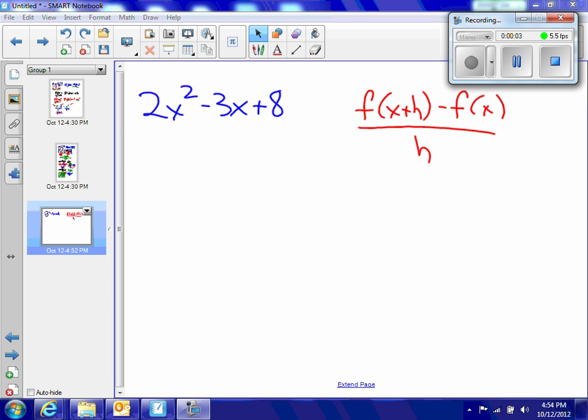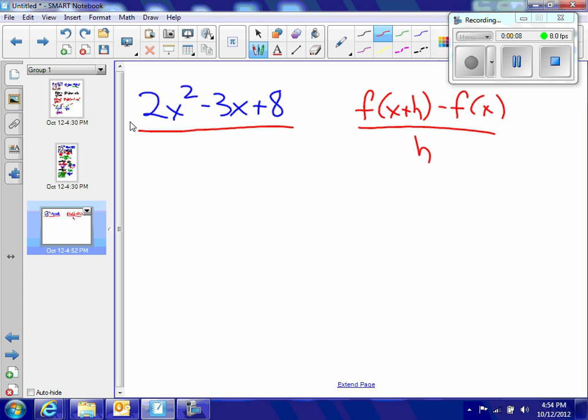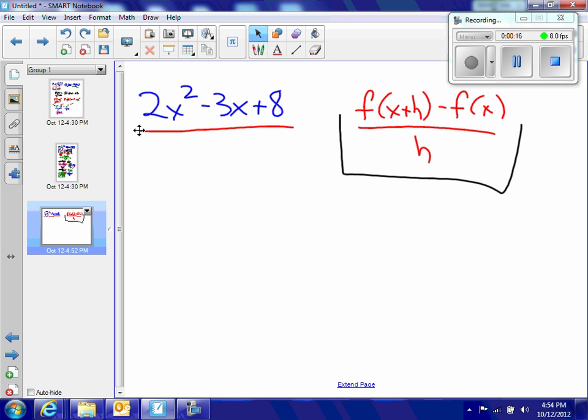The problem is to find the difference quotient for this function. And I've written the difference quotient right over here. The key to doing difference quotient problems is to look at the difference quotient in three separate pieces: f of x plus h minus f of x, all over h. What that means is something we can discuss in class, and we'll go over it again. But technically speaking, this is how we approach this problem.